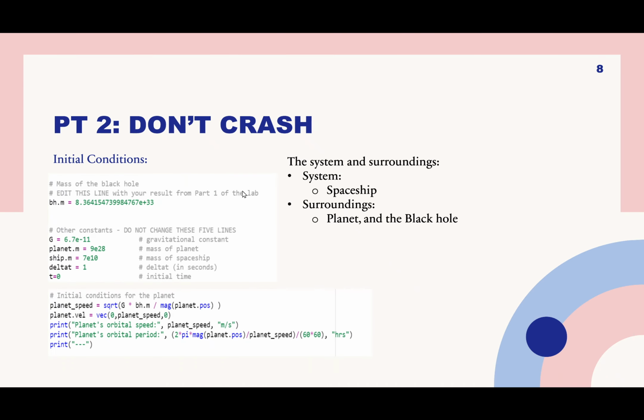Moving forward, now we have part 2, don't crash. Our initial conditions for this are, well, we have a lot. So first, we have gravity, our gravity constant in space. Then we have planet's mass, ship's mass, delta T is going to be equal to 1. And we have planet speed, planet velocity, some things that they already give us. We also have from our part 1 the mass of our black hole, which is given to us right here.